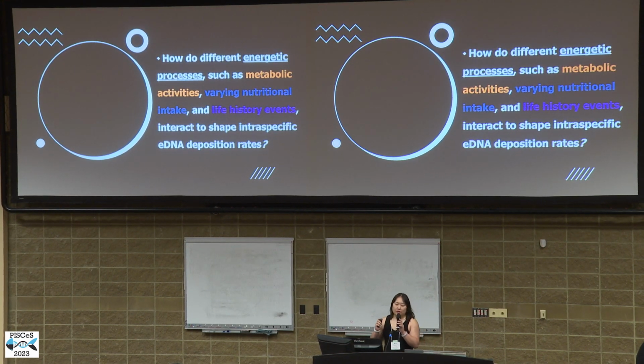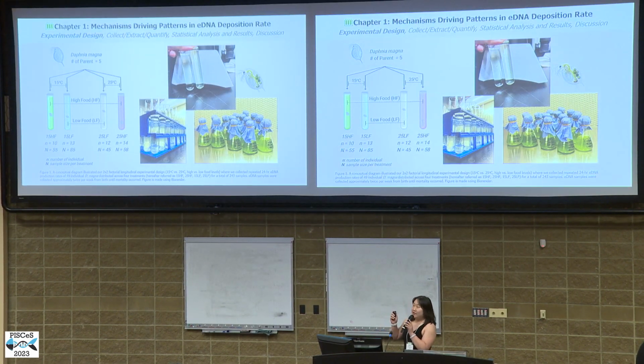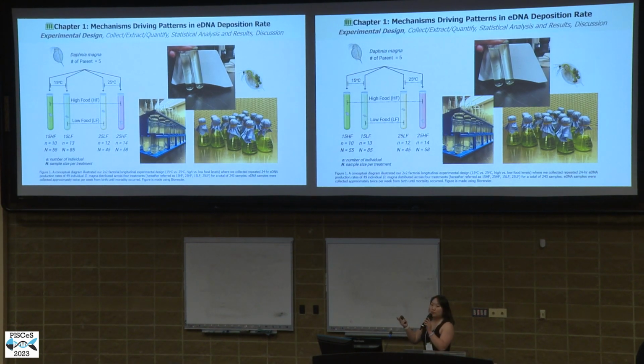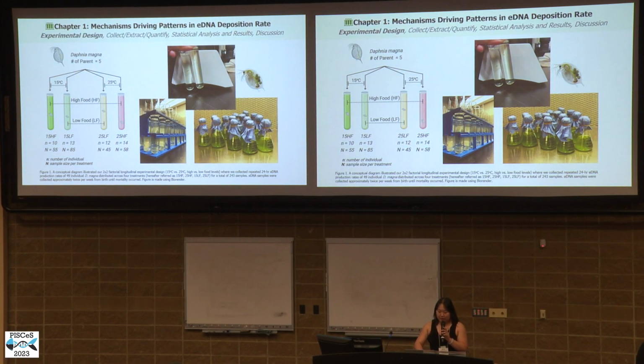So to do that, we use the classic Daphnia algae system, where we have all of the Daphnia grow in a 2x2 factorial design with two temperatures, 15 and 25, at high and low food. And in order to get that individual shedding rate, all of our Daphnia is raised in a 13 ml glass vial, with a unique ID that we keep track of throughout the individual's lifespan.